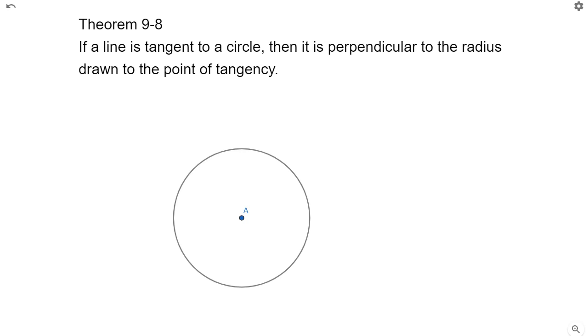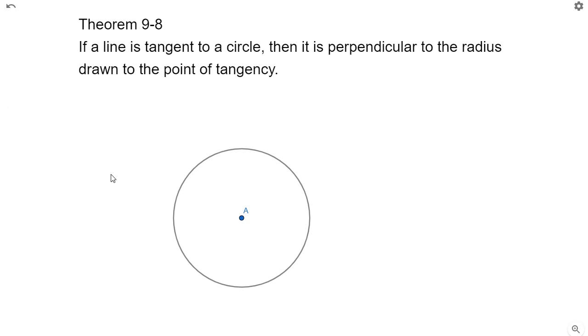Hello class, so in this video I will go ahead and explain Theorem 9-8, which says that if a line is tangent to a circle, then it is perpendicular to the radius drawn to the point of tangency. So a tangent line is defined as a line that touches the circle at only one point.